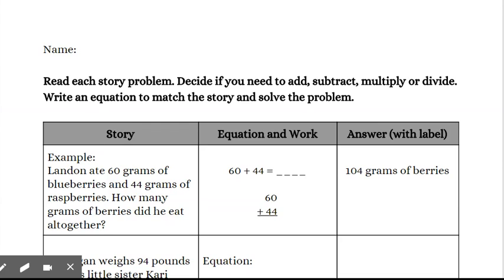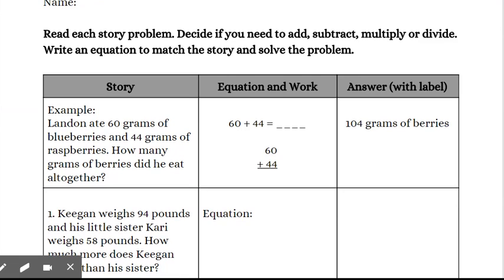It says Landon ate 60 grams of blueberries and 44 grams of raspberries. How many grams of berries did he eat all together? And so we know that he ate 60 grams of blueberries and we know that he ate 44 grams of raspberries. Those are the things we know. What are we trying to find out? We're trying to find out how many grams of berries he ate all together. So this tells us it's an addition story.